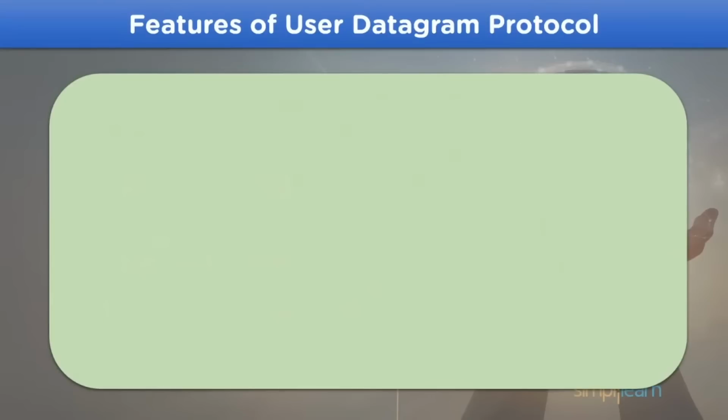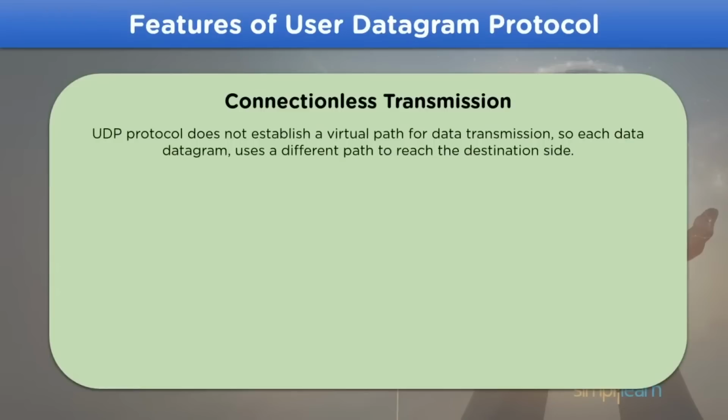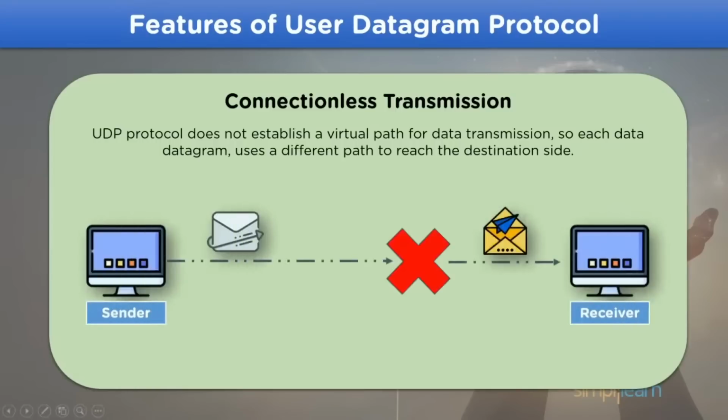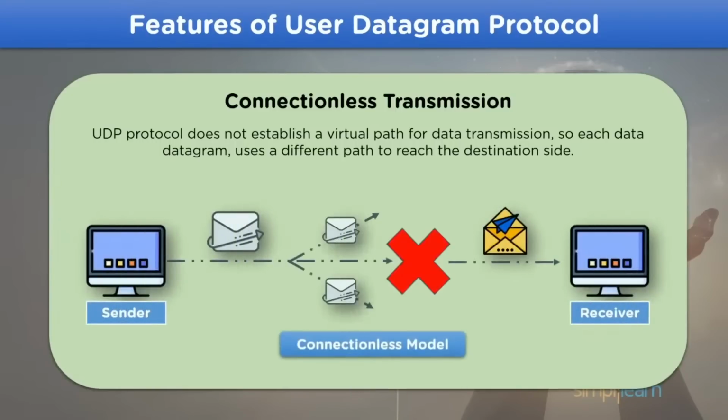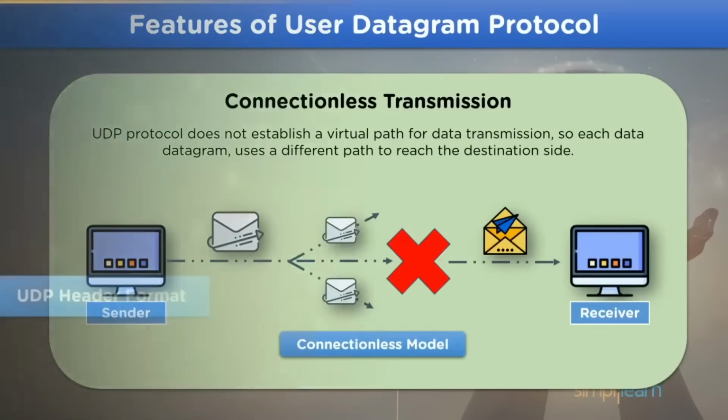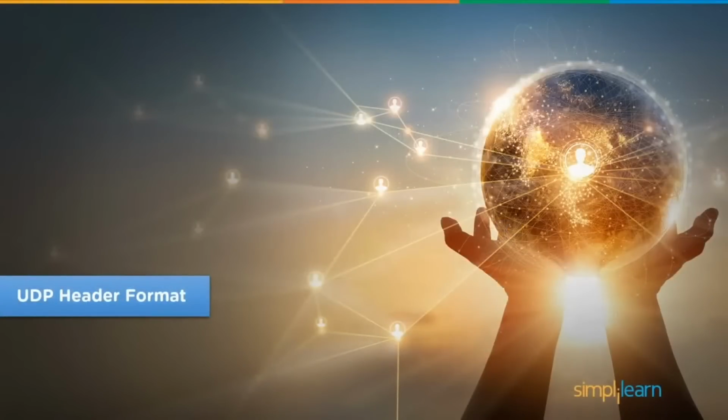Now let's move on to the second feature of user datagram protocol. The second feature represents the mode of delivery or connection that the UDP establishes for data transmission. The UDP protocol, as we know already, establishes a connectionless path. That means there's no actual virtual path for the data to be transmitted, so each piece of data from the UDP format uses a random path available in the network channel and reaches its destination. Now let's move on to the next heading, that is UDP header format.